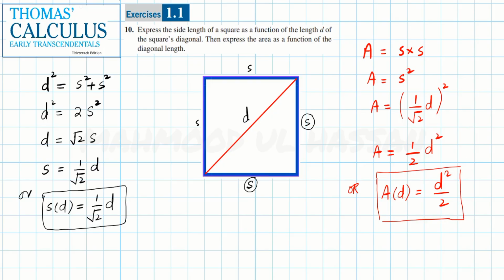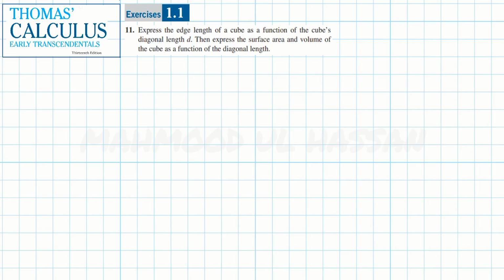Now question number 11: express the edge length of a cube as a function of the cube's diagonal length d. Then express the surface area and volume of the cube as a function of the diagonal length.